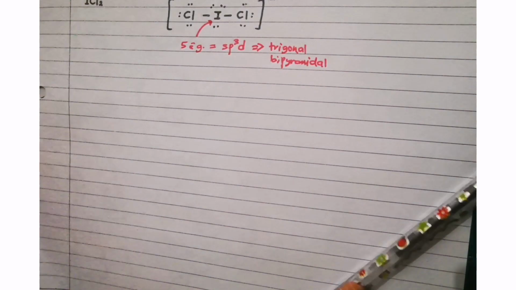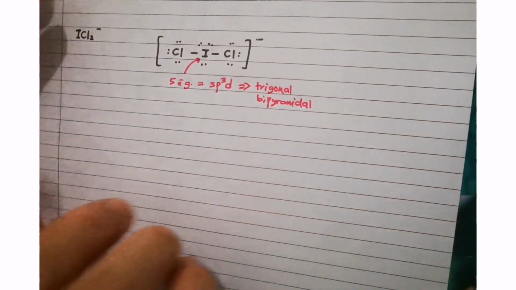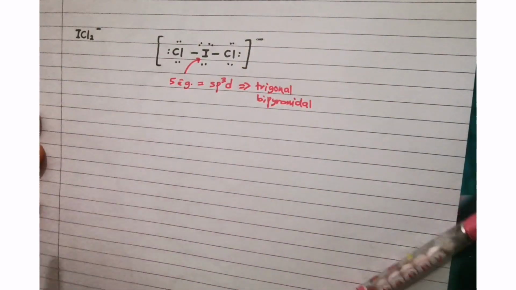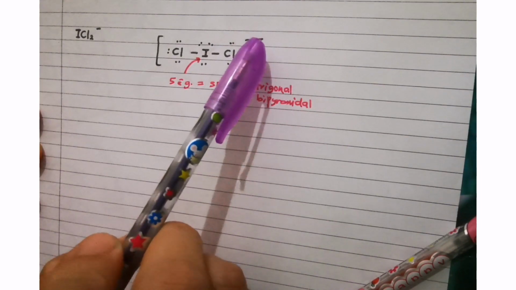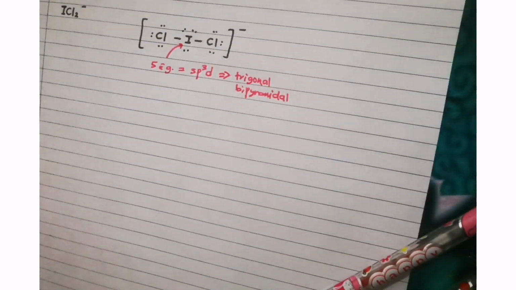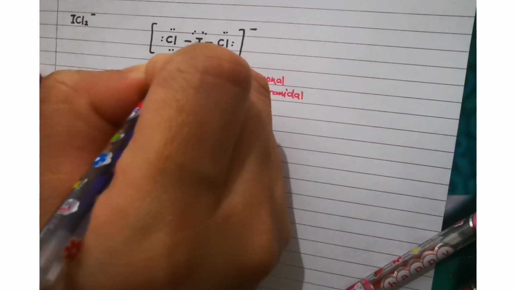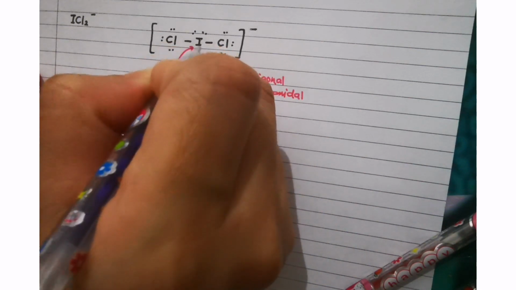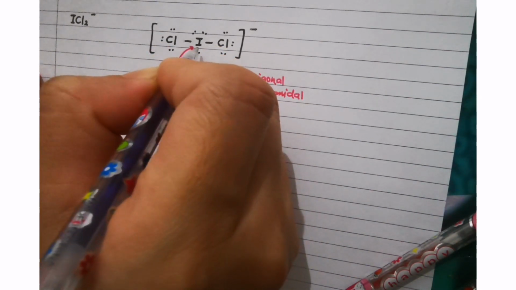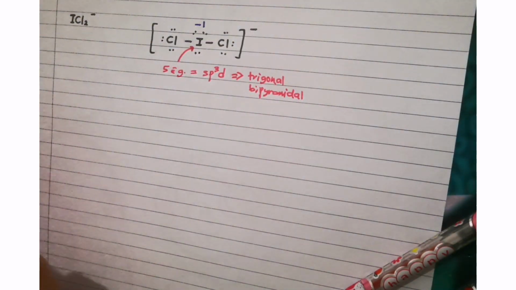Now let's draw the orbital overlapping diagram. We will start with the sp3d of iodine. Actually, it is not iodine. Take note, if your molecule is an ion, you have to consider the charge of the ion. The formal charge of I here is 7 minus 6 minus 2. It will become negative 1 formal charge.